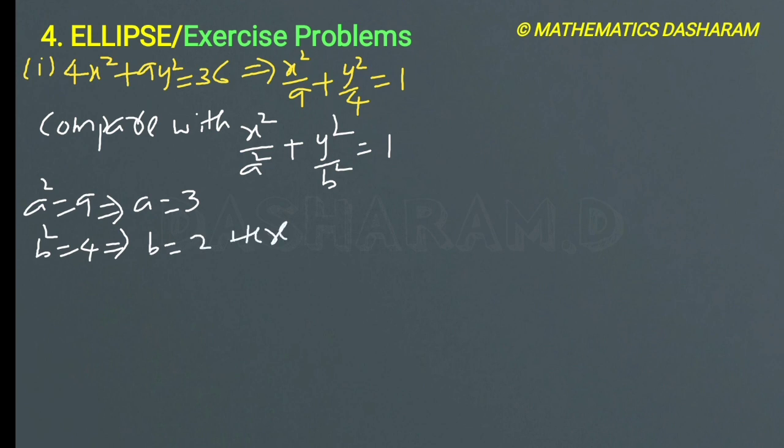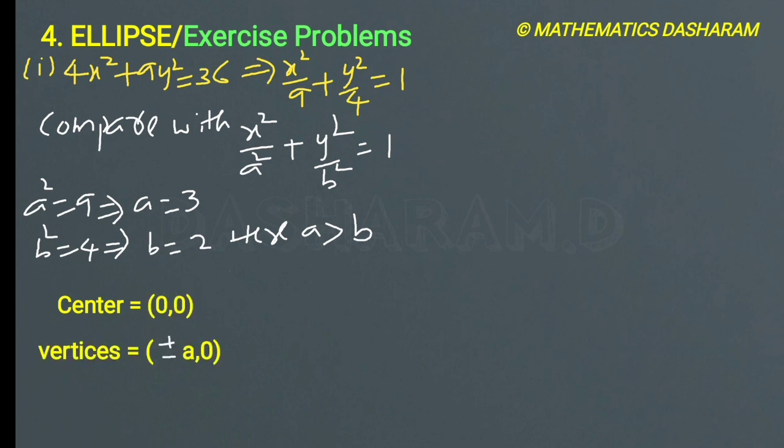And here it is very clear a is greater than b, because we have separate formulas for a greater than b and a less than b. That is why we have to verify whether a is greater than or less than b. Next, the first answer is center. For this type of standard form, the center is 0, 0. Next, the second one is vertices, that is plus or minus a, 0. The a value is 3, so plus or minus 3, 0.